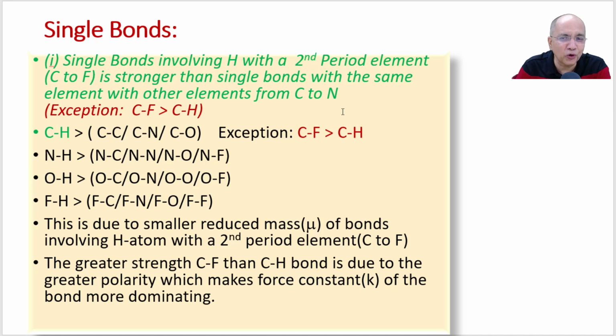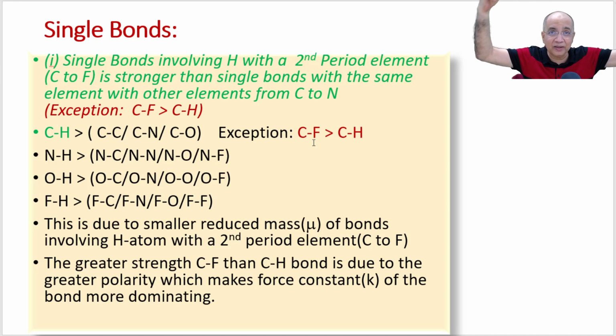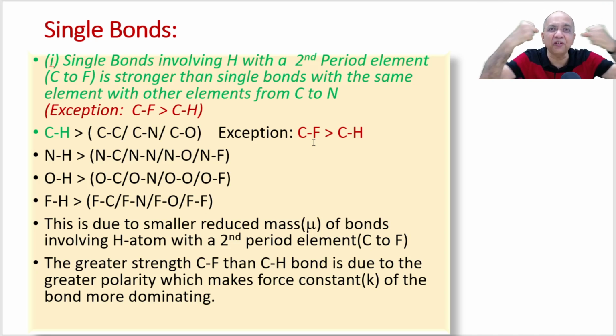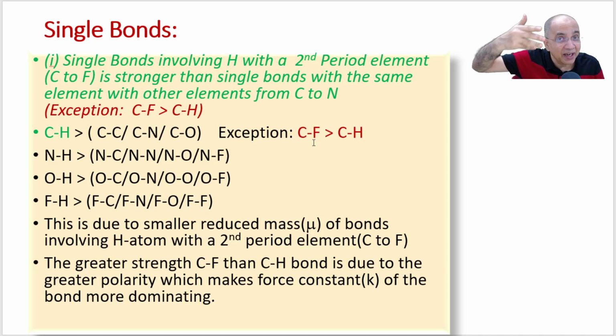Carbon is 2.4, hydrogen is 2.2. But carbon is 2.4, and fluorine is 4. So a huge difference in electronegativity makes the bond polar. If the bond is highly polar, plus delta, minus delta, they attract each other. So the spring becomes stiff. The K value increases. Even if it is a single bond, over and above 5 into 10 to the power 5 dynes per centimeter, it increases more.